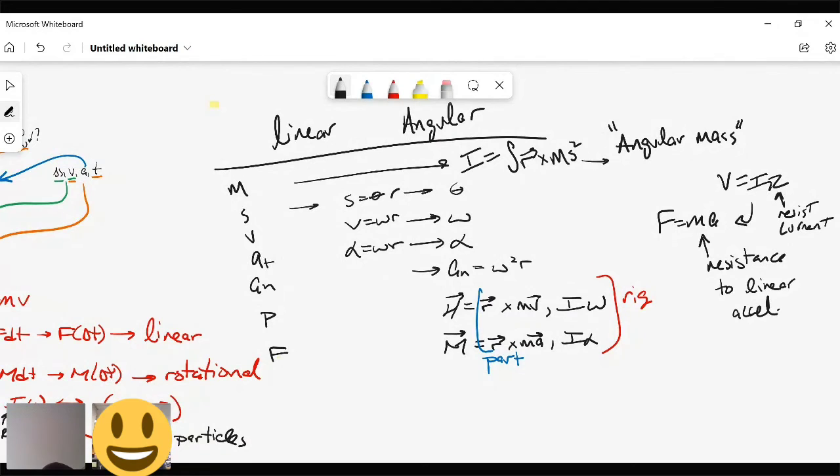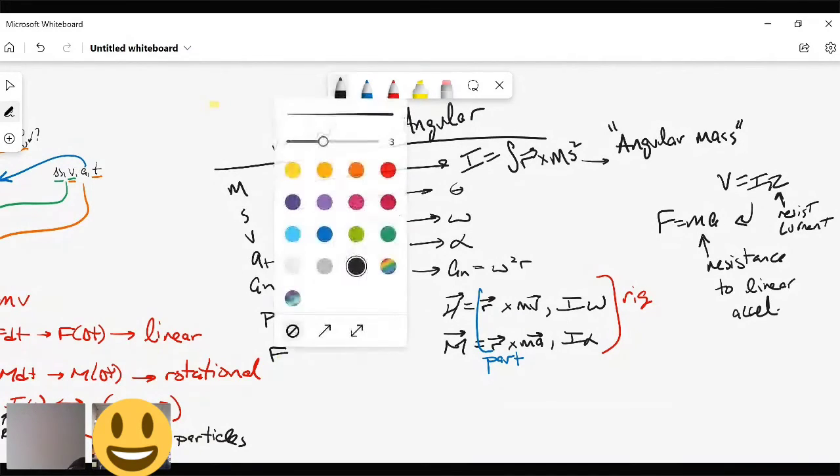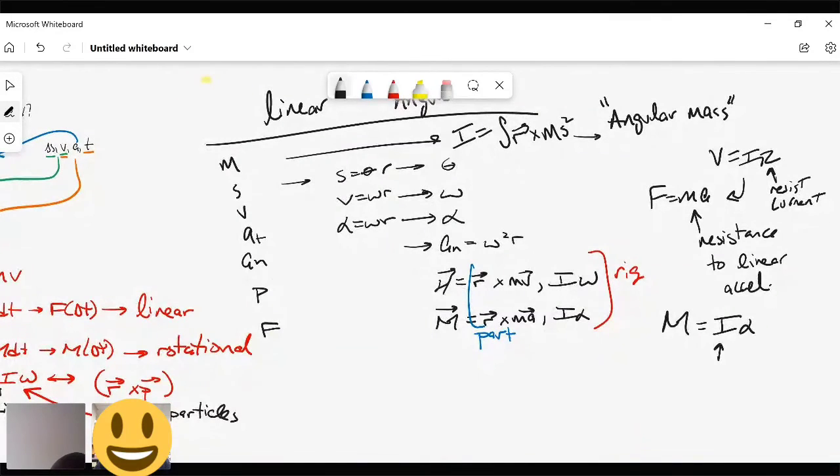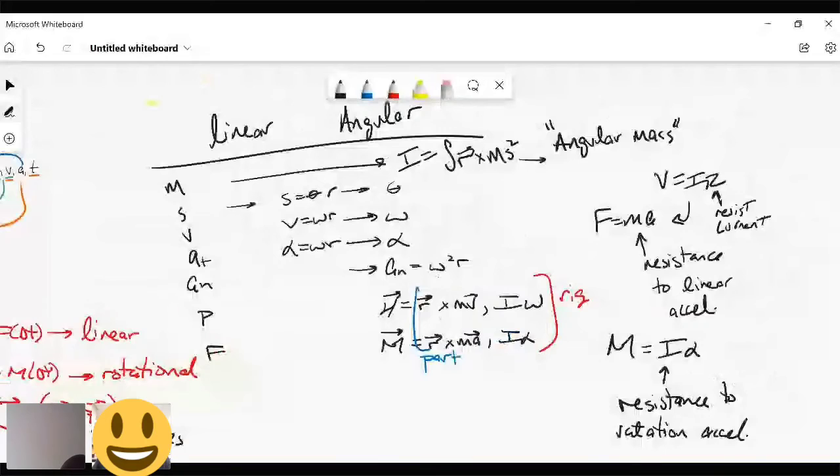Great. So what happens is when you now create the parallel equation, torque equals I alpha, you see it a lot more clearly. Everything becomes a parallel. So I becomes resistance to rotational acceleration. Does that make some sense? And so that's the best way I can put it. That's why I call it angular mass. Because if this is mass in this version, this has to represent the angular version of mass because of its job. That's where it comes from.